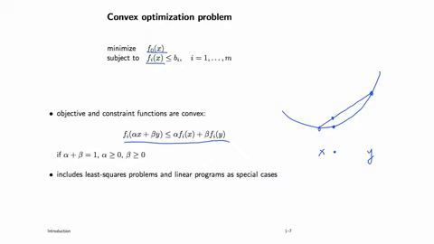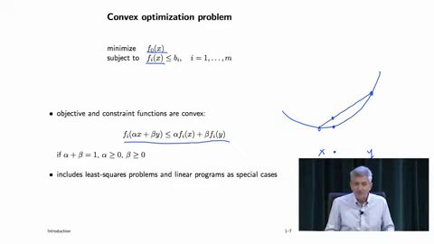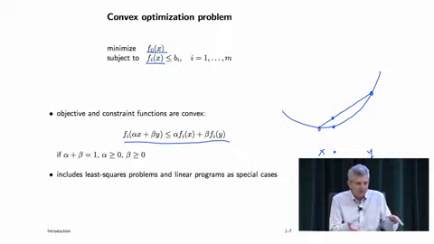Linear programming and least squares problems are special cases, right? Because the graph of norm Ax minus b squared is like a bowl-shaped thing. I mean, if you slice it, you get ellipsoids, and it kind of goes down like that, right?